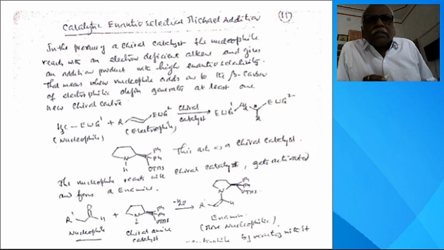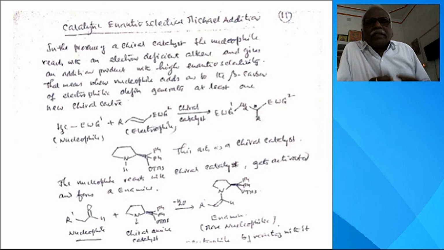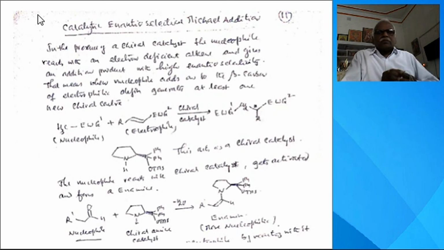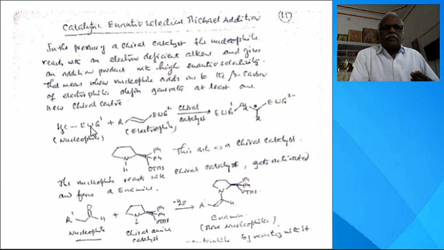This is a catalytic asymmetric Michael addition reaction. So this is the nucleophile, this is the electrophile. This nucleophile has an electron-withdrawing group, so this becomes a reactive methylene group. Here this is the electrophile. Here we are using a chiral catalyst.